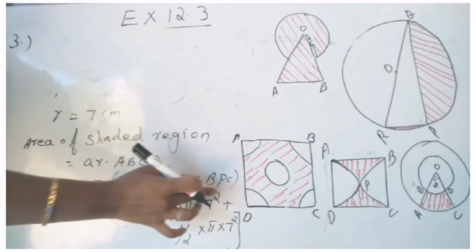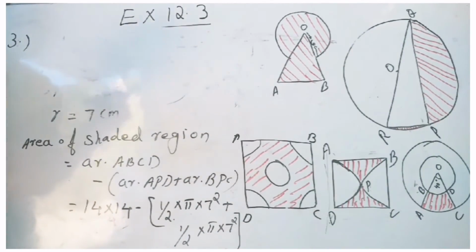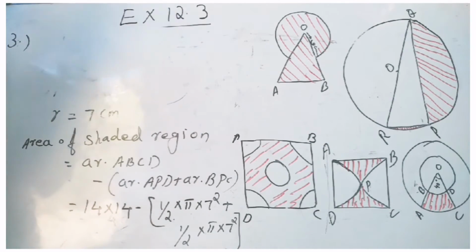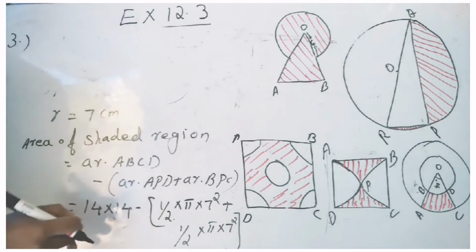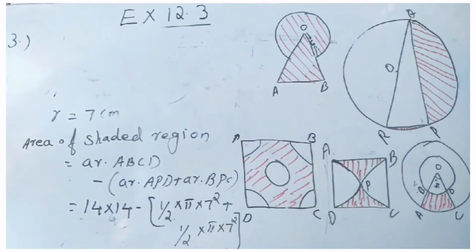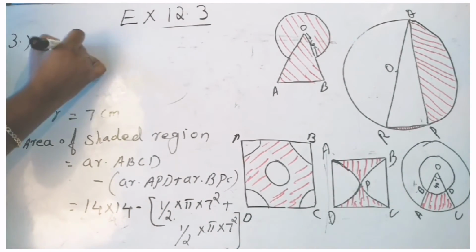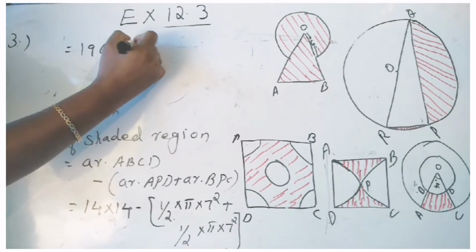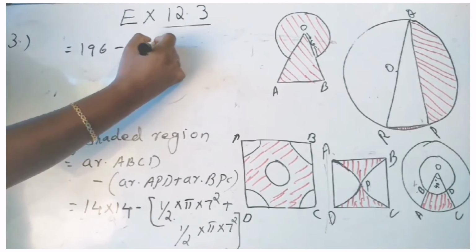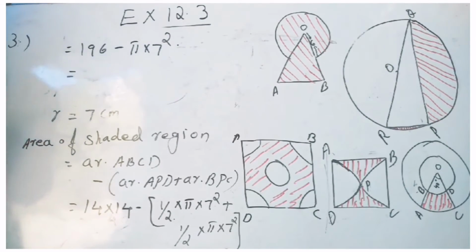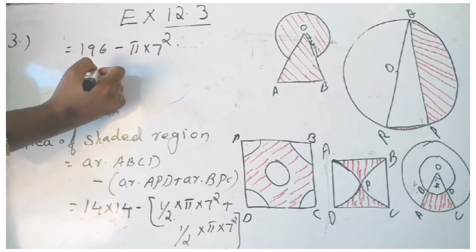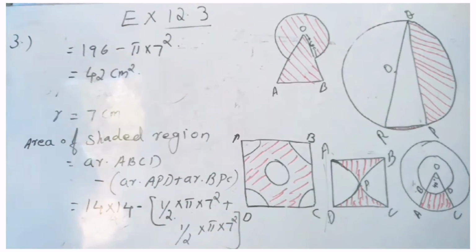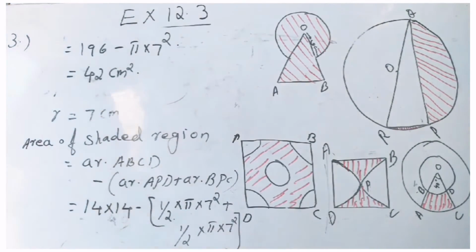Area of APD and area of BPC, we have two semicircles with the same radius, that become a circle. 14 into 14 we get as 196, and these two together we can consider as a circle with a radius 7. So final answer 42 centimeter square. Now fourth question.